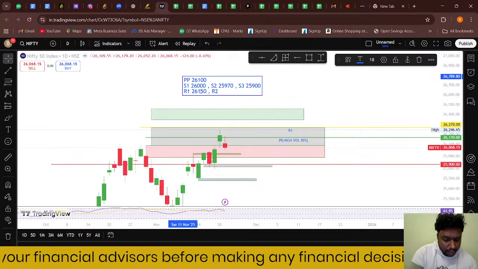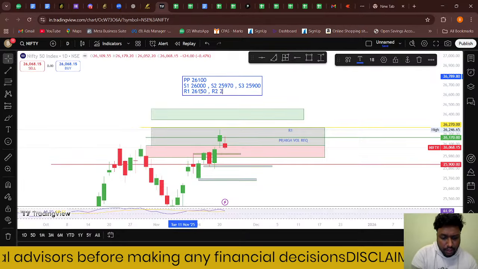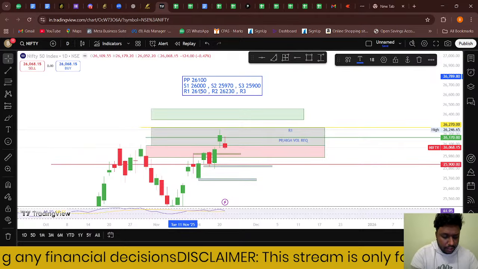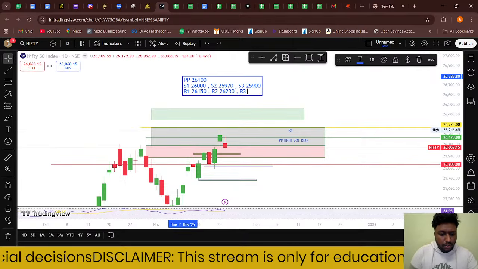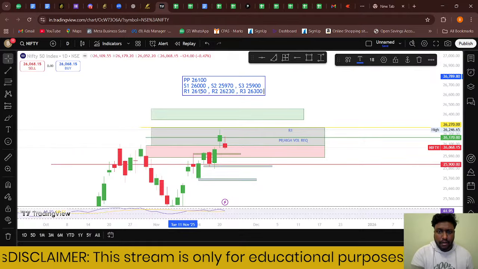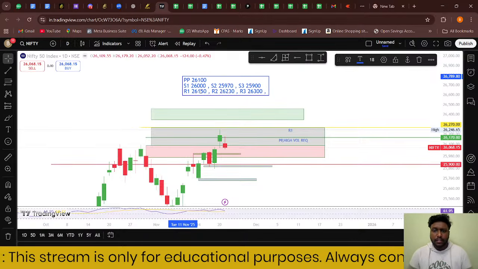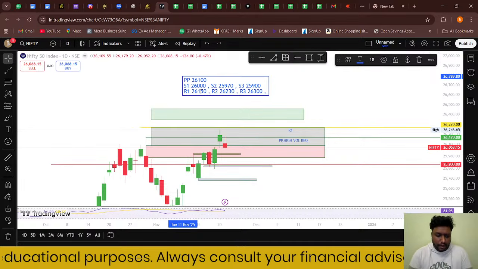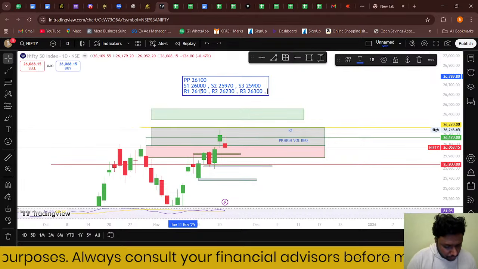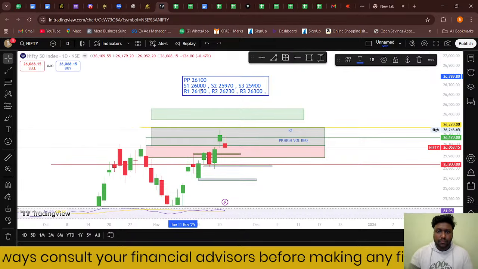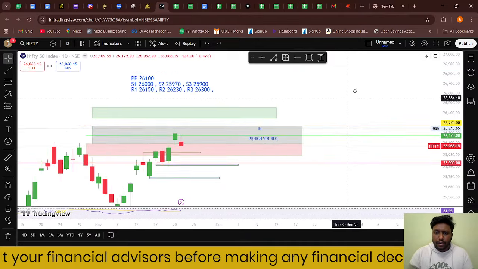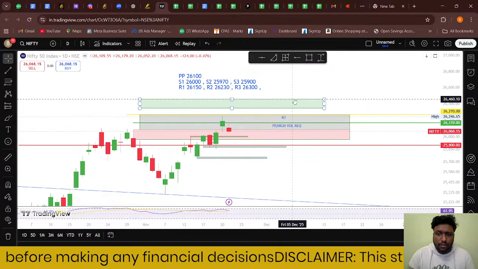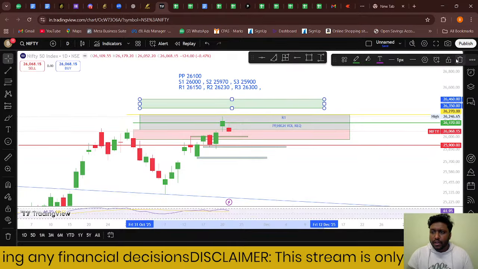R2 comes at 26,230. And R3 lies at 26,300 we can mark. It is exactly at 26,290, so I rounded it off to 26,300. So these are the three levels for Nifty for the particular day with respect to our pivot line. We have plotted three, so we will solve this out quickly only in Nifty.